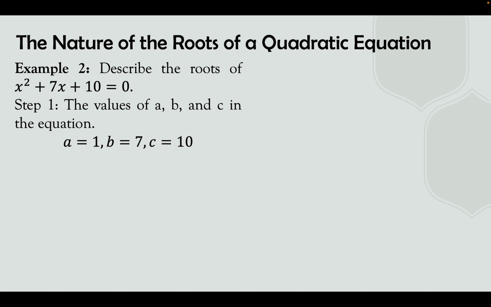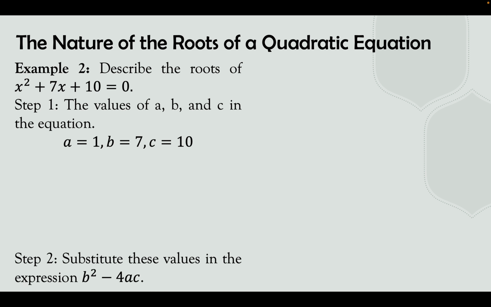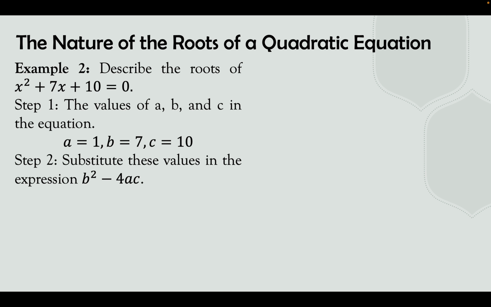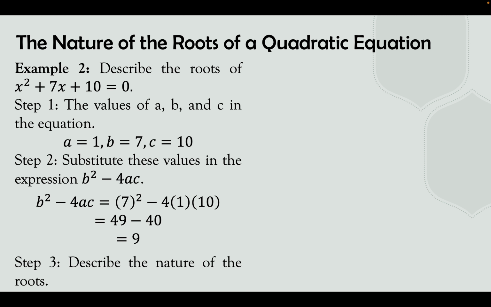Example number 2, we need to describe the roots of x squared plus 7x plus 10 equals 0. So now let's find the values of a, b, and c in the equation. We have a is equal to 1, b is equal to 7, and c is equal to 10. So substitute these values in the expression b squared minus 4ac. So we have here 7 squared minus 4 times 1 times 10. We have 7 squared is 49, and then negative 4 times 1 times 10, we have negative 40. That is 49 minus 40 is 9.